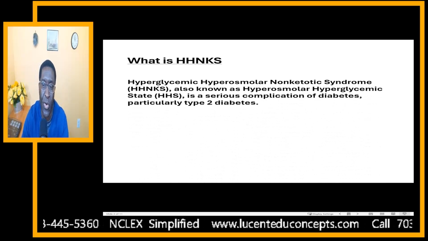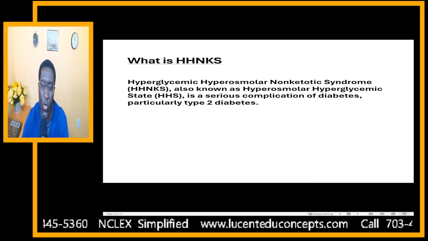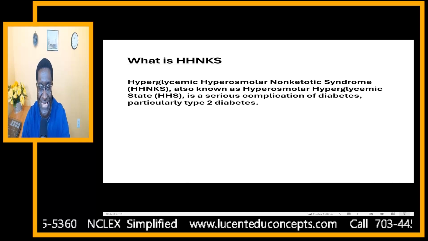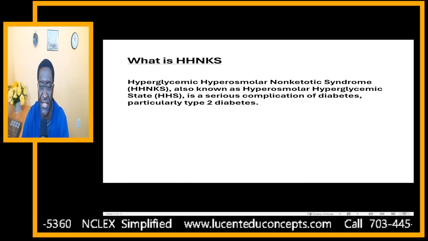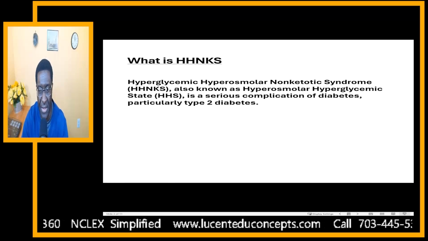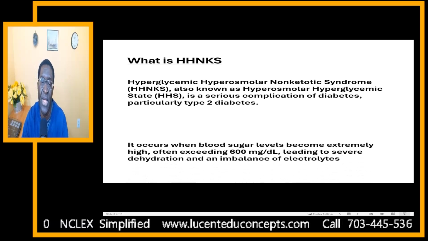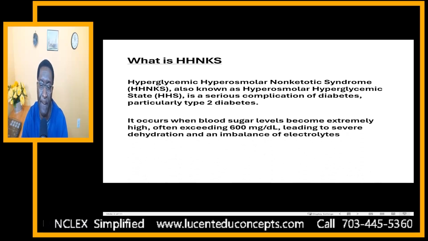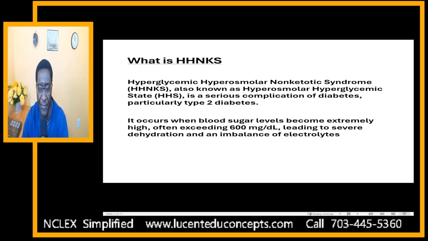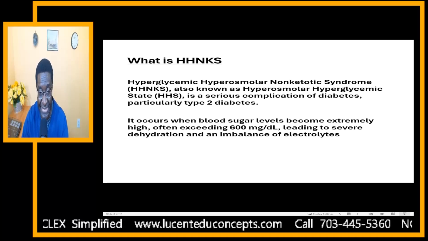So let's go into our discussion. HHNKS, also known as hyperosmolar hyperglycemic state, HHS, is a major complication of diabetes, typically affecting type 2 diabetes. It occurs when blood sugar levels become extremely high, often above 600 milligrams per deciliter.